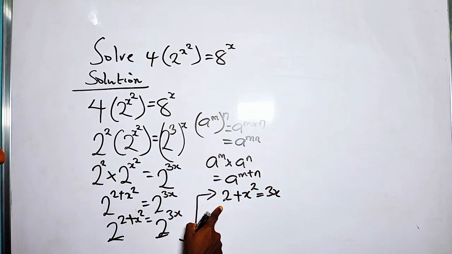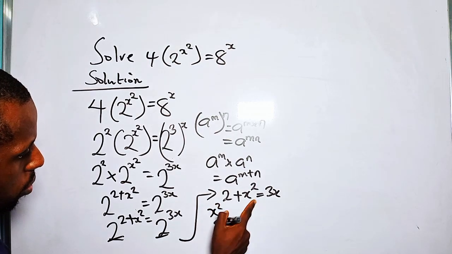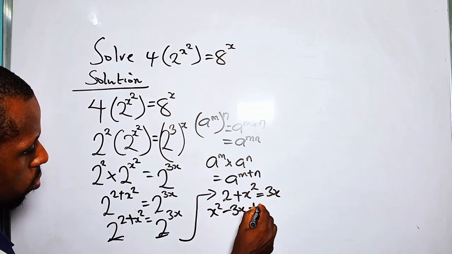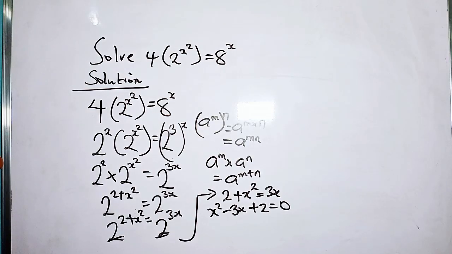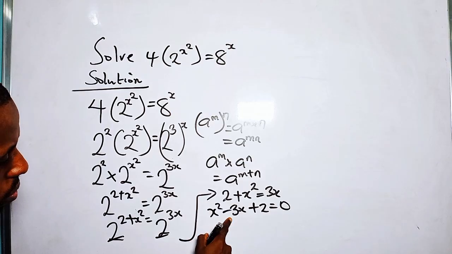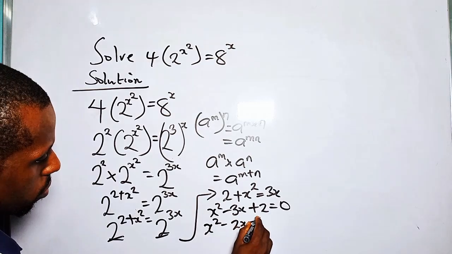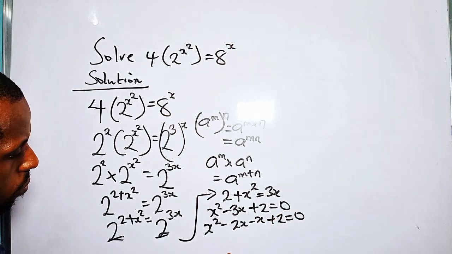So let us take this as a quadratic equation and equate what we have here to 0. So we have x squared, this is coming here and turns to minus 3x, plus 2 equals 0. Okay, so we can factorize. What can we use to factorize this? We can write this as x squared minus 2x minus x plus 2 equals 0.